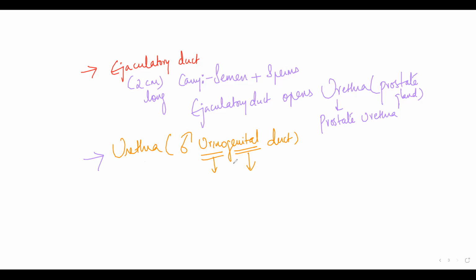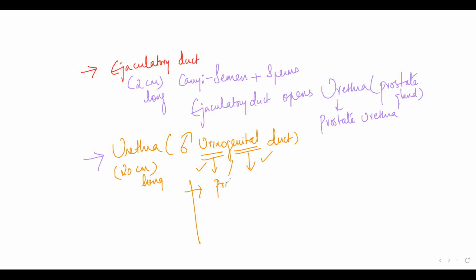Not together, but as required: when the person has to micturate, it carries urine, and during sexual arousal, it carries the semen along with the sperms, okay? And when you look at this urethra, it is 20 centimeters long, okay, children? And you can see that this is going to be divided into three parts.